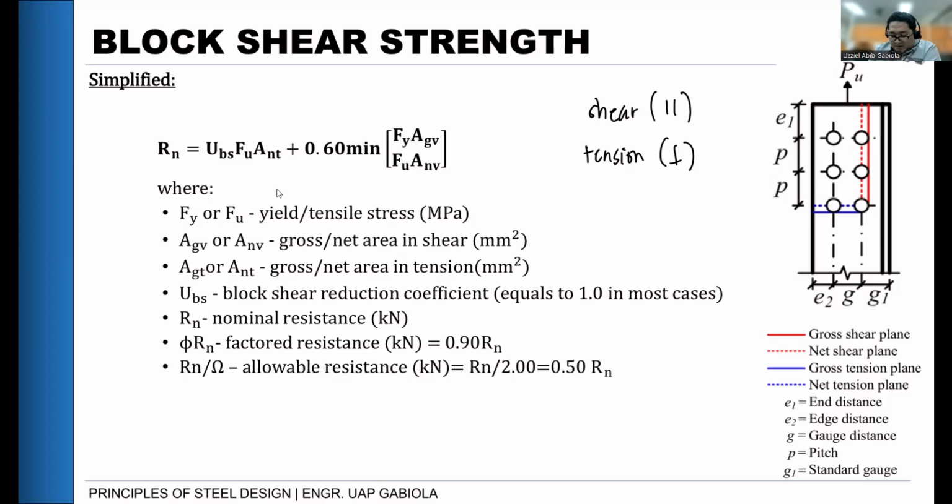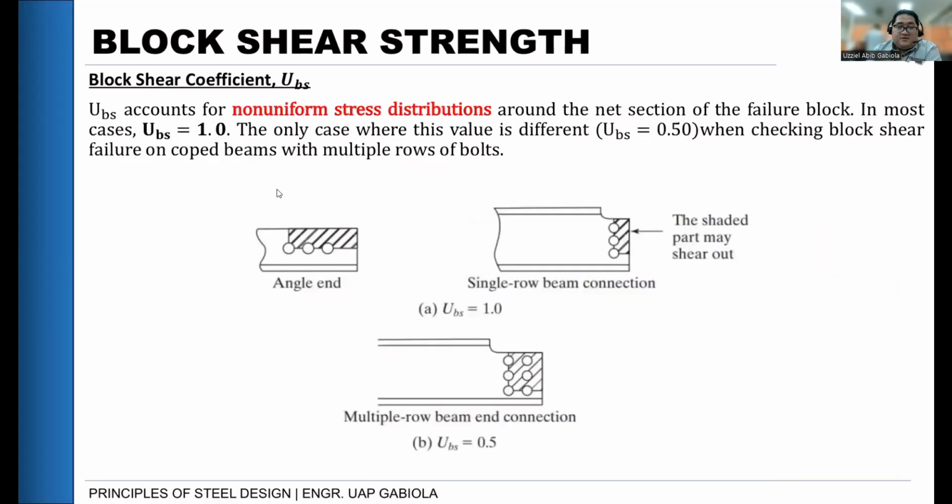So before we can calculate what we need for the analysis, let us first discuss UBS, or what we call the block shear coefficient, UBS. UBS accounts for non-uniform stress distribution. This is actually the same concept as the shear lag factor, which we consider because there is uneven distribution of force, or some parts of the tension member are under stress. But here, the UBS, in most cases, is equal to 1.0.